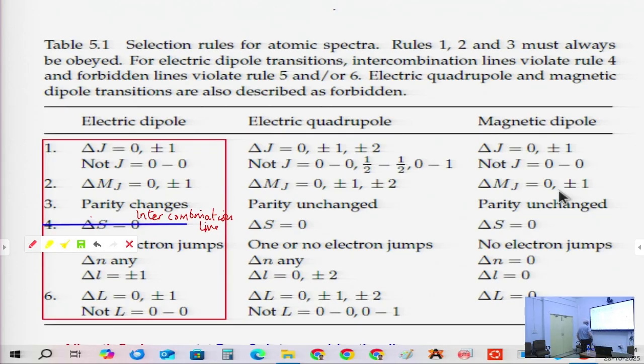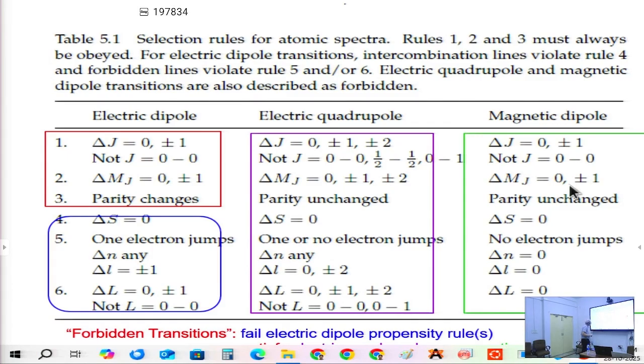And you get what are called forbidden transitions. Sorry, I didn't do this, did I? Right, that's better. So all those coloured boxes, they're forbidden transitions in the jargon.